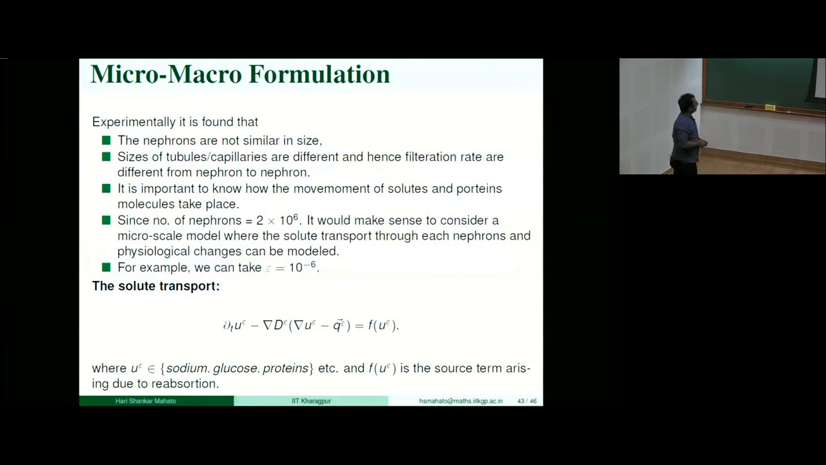So based on that, we wrote down the equation for the solutes, where f of u epsilon is the source term, which actually signifies that when we get all the sodium or glucose being reabsorbed, this f of u epsilon will denote that sink term in your equation. And this u epsilon can be sodium, glucose, protein, or any other solute in the body. And that's the equation.